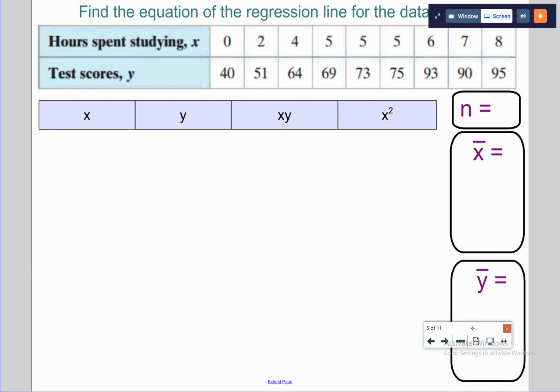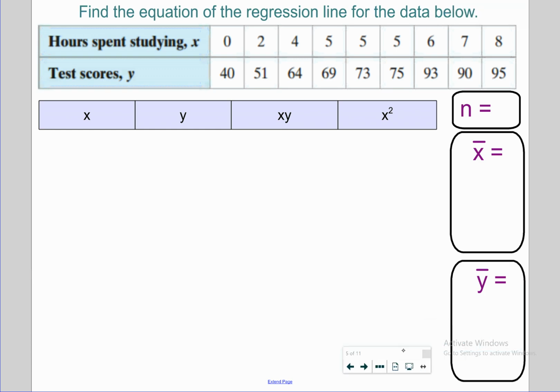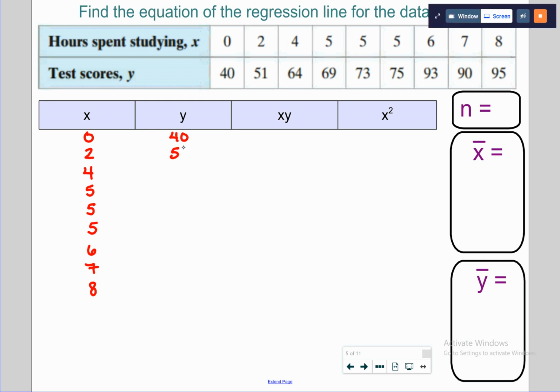So let's do one of these. All right, so we've got hours spent studying and test scores, and we want to get the equation for the regression line. So first thing I'm going to do is take all my x's and y's, and I'm just going to write them vertical here. 0, 2, 4, 5, 5, 5, 6, 7, 8, and then 40, 51, 64, 69, 73, 75, 93, 90, 95.